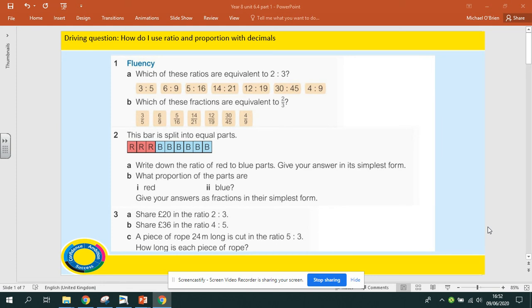So to start with, a little bit of fluency work. This is all stuff that you should be quite familiar with. So I would ask you to pause the video for now and have a go at answering these questions. Pause the lesson, restart it when you're ready to continue.